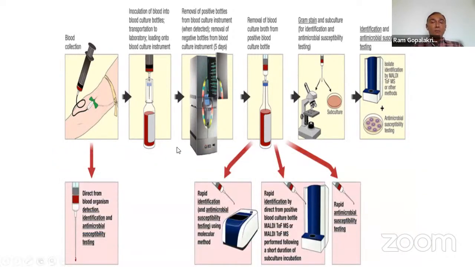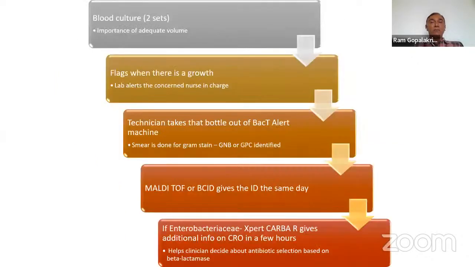But you can speed up this process in many ways. You can directly try to identify organisms from sepsis. This is not as yet validated clinically or not available in India as yet. Or you can do other tests on a positive blood culture, which will give you the diagnosis in terms of which organism early and in terms of antimicrobial susceptibility testing, as we'll see. So this is the protocol in my hospital.